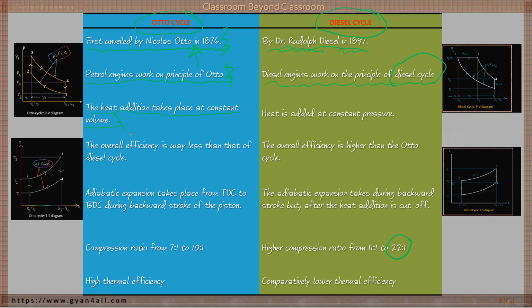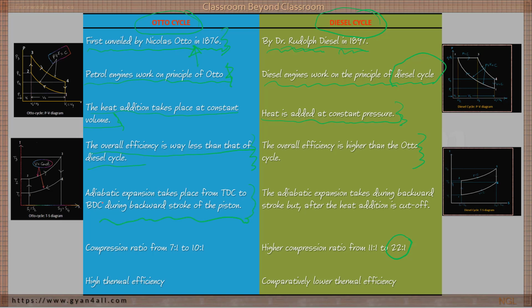In the diesel cycle, heat is added at constant pressure. The overall efficiency of the petrol engine, or Otto cycle, is less than that of the diesel cycle. Adiabatic expansion takes place from TDC to BDC during the backward stroke.